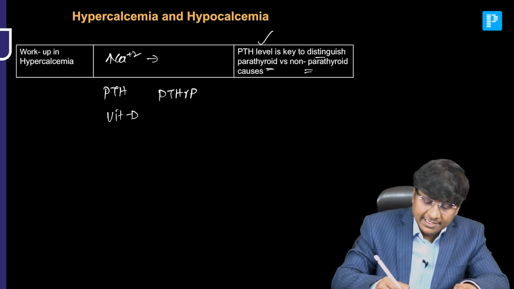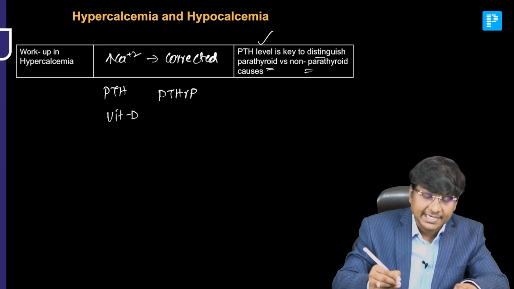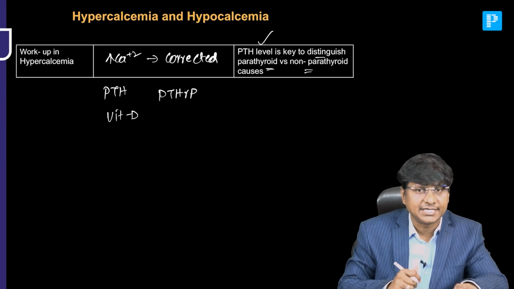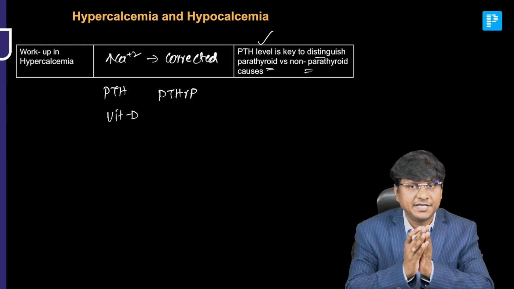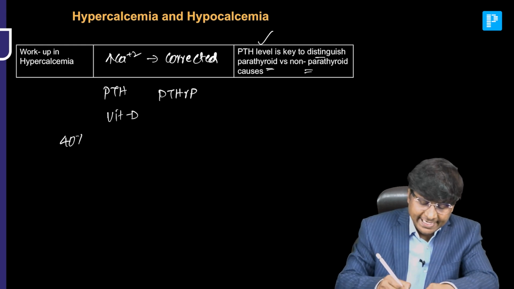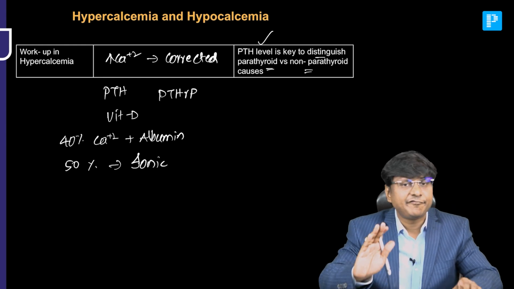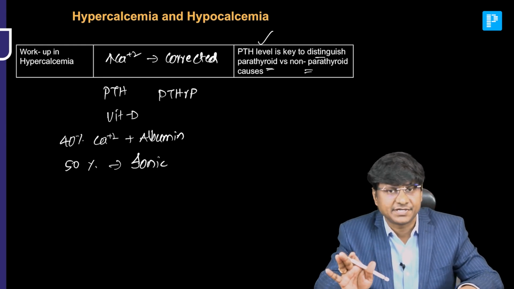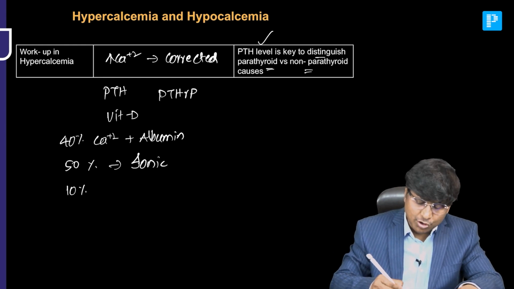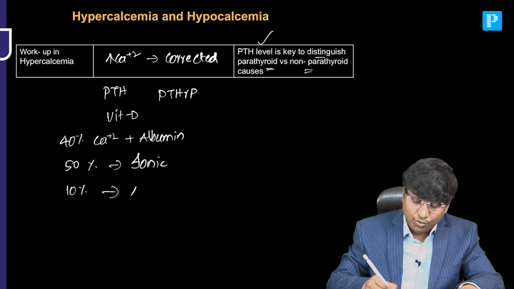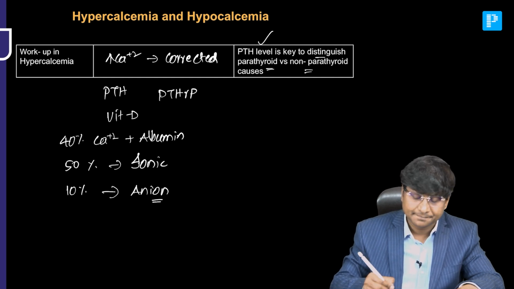And whenever you are calculating the calcium, you need to calculate the corrected calcium. What do you mean by the word corrected calcium? See, out of the entire calcium which is present, 40% of the calcium is bound to albumin, right? And 50% of the calcium is the ionic calcium, it is like free calcium. It is not bound to any other substance. Whereas 10% of the calcium is bound to anions like phosphate.